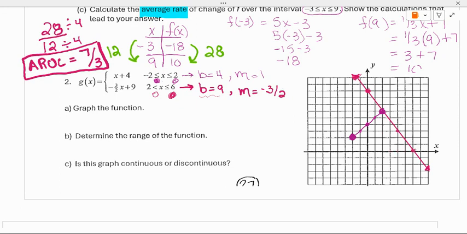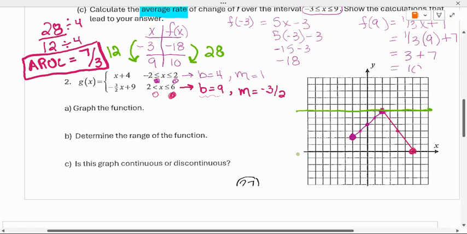2, 4, 6. So everything else before +2 and after +6 gets erased. So there's my graph of the function. So determine the range of the function. Remember that the range is your output values. What's the highest that your graph goes, and what's the lowest that your graph goes?